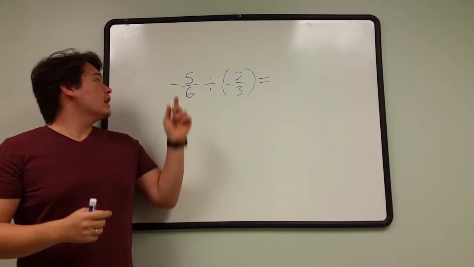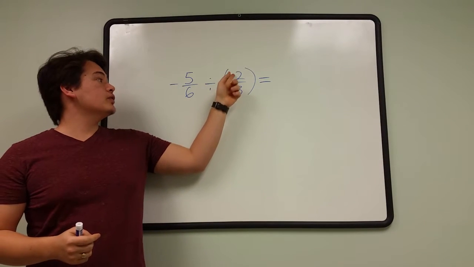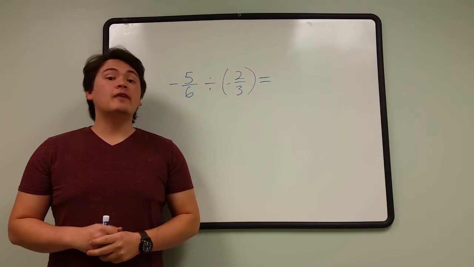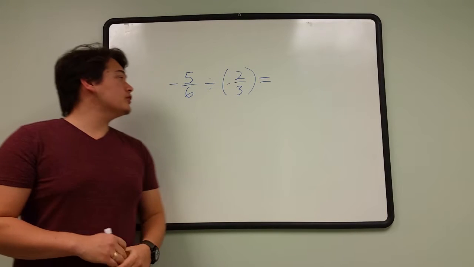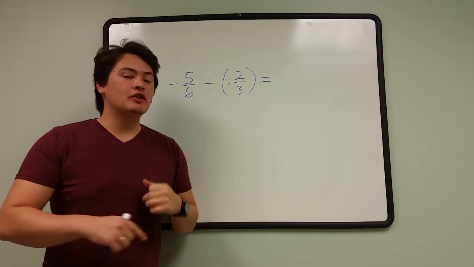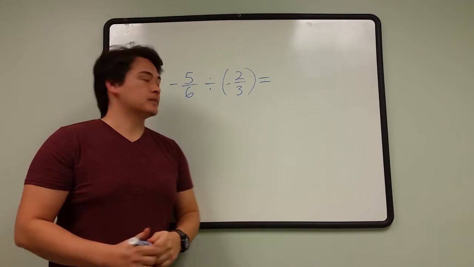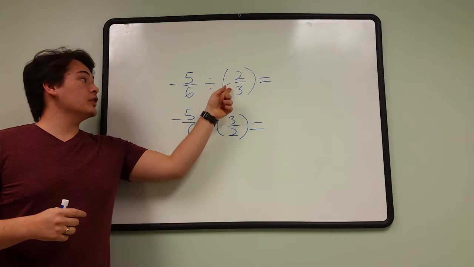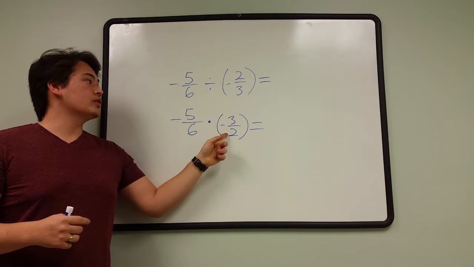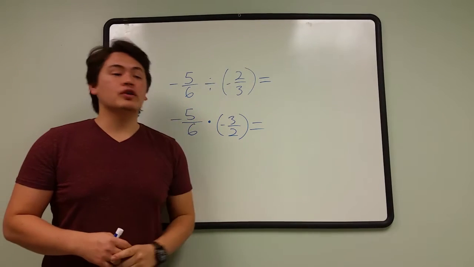This question states negative 5 over 6 divided by negative 2 over 3 is equal to what? So when we're dividing fractions, what we're going to do is take the second number, invert it, which means we're going to flip it, and then multiply the fractions together. So now we have inverted the negative 2 over 3 to be negative 3 over 2, and instead of dividing, we are now multiplying. So now we can just work across.